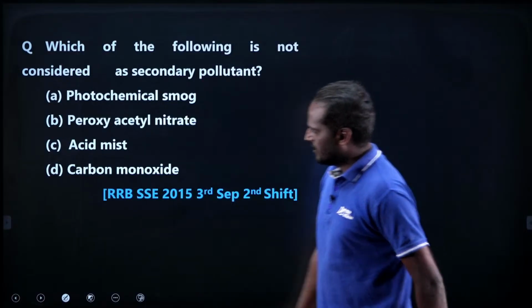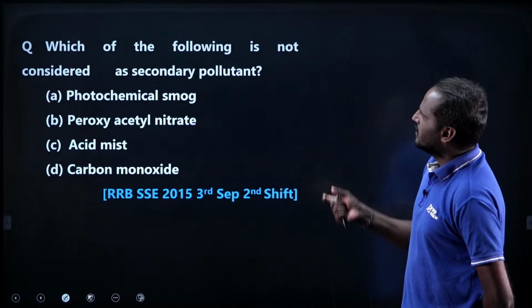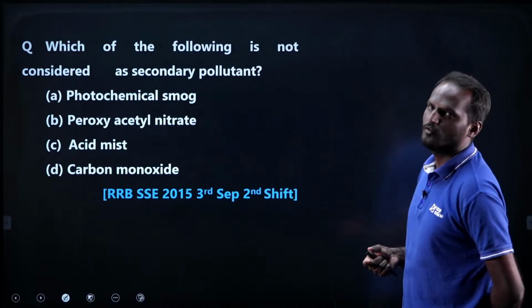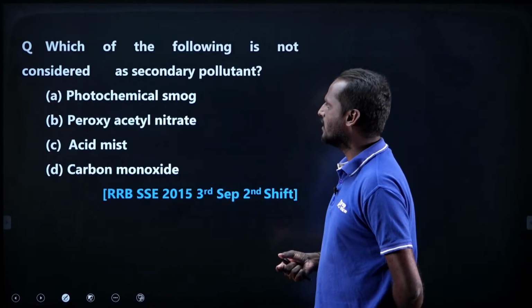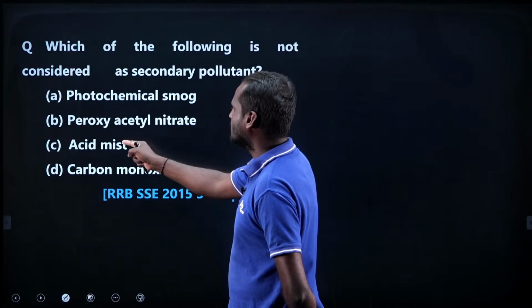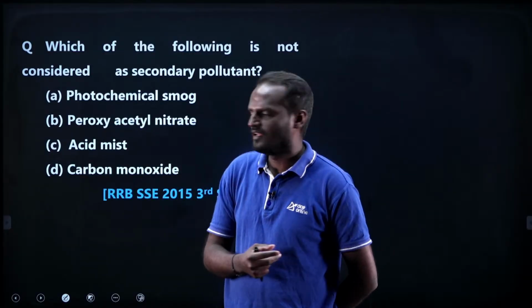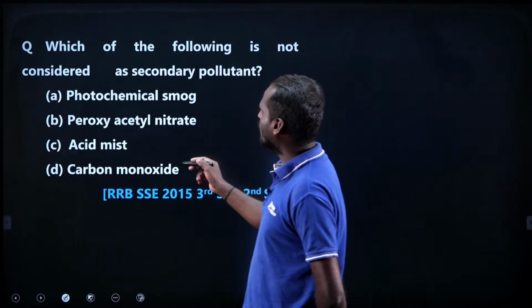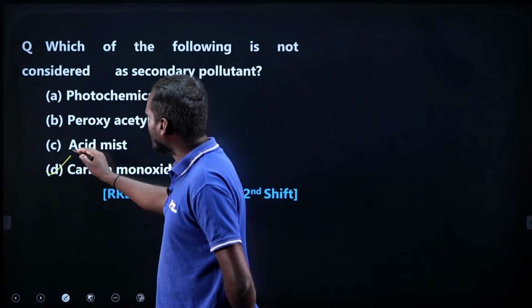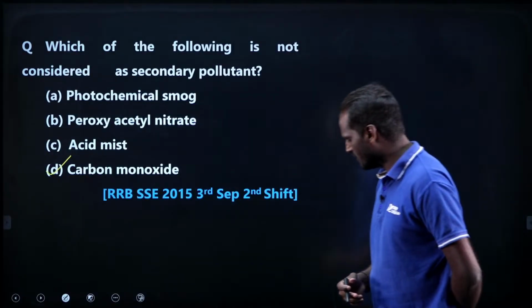Okay, look at this interesting question in air pollution, a very easy question. Which of the following is not considered as a secondary pollutant? See, photochemical smog is secondary, PAN is secondary, acid mist means acid rain. You can say mist is not rain, but I am saying acid rain is secondary. You can say mist is also secondary. Carbon monoxide is not considered secondary. These are all secondary pollutants, but carbon monoxide is a primary pollutant. The answer for this question is option D.